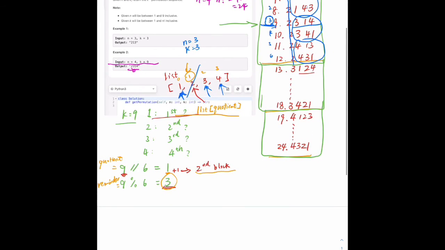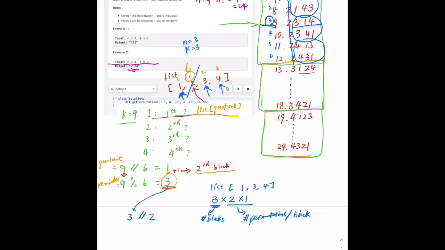So to address this question, we will use the same strategy, which is 3, that is a number here, divided by 2. Why 2? Because now the list is 1, 3, and 4. It has 3 elements, and we know 3 times 2 times 1. The 3 is the number of the blocks, and 2 times 1 is the number of permutations in each block. So we divide the 3 by this number here.